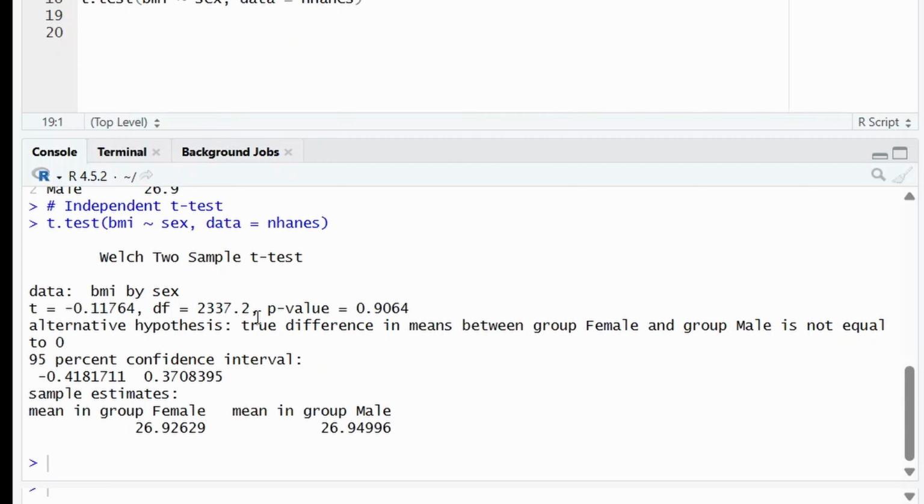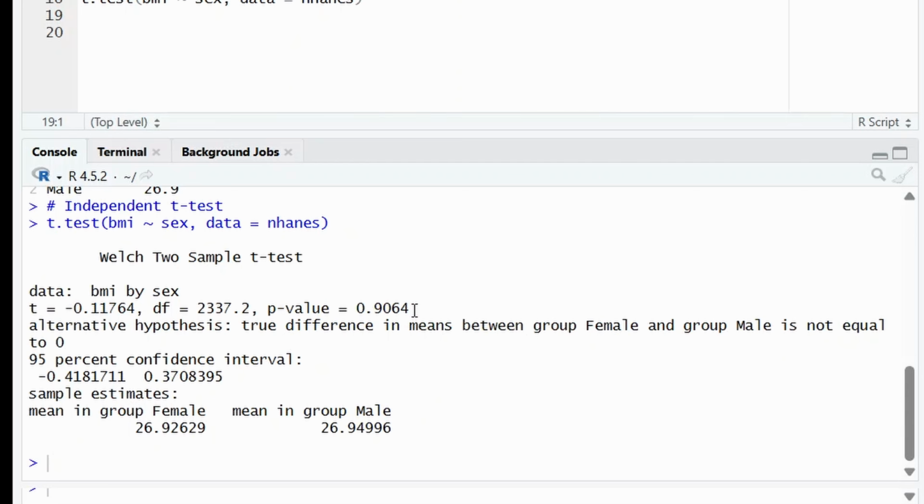Next, the degrees of freedom, or DF. We can see DF equals 2337.2. This reflects the sample size and variance structure. A large value like this suggests we have a relatively large sample, which increases statistical precision. Next, p-value equals 0.9064. This is the key number for hypothesis testing.